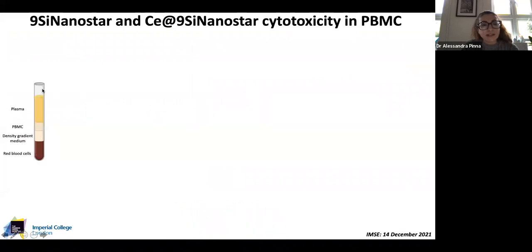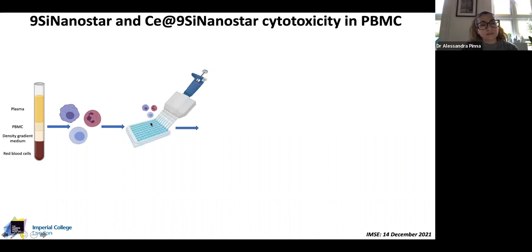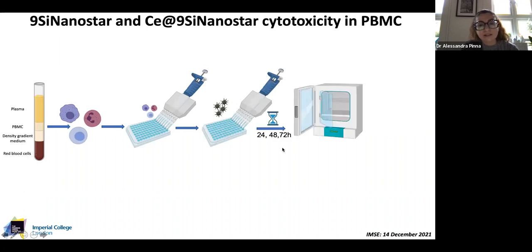So we took blood from the patients, and the results we show are the mean of 3 patients. We centrifuged the blood and extracted the polymorphonucleate cells from it. After that, we plated our cells in a 96-well plate and incubated them with the nanoparticles at 37 degrees for 24, 48, and 72 hours. After that, we checked the cell viability using the MTS assay.